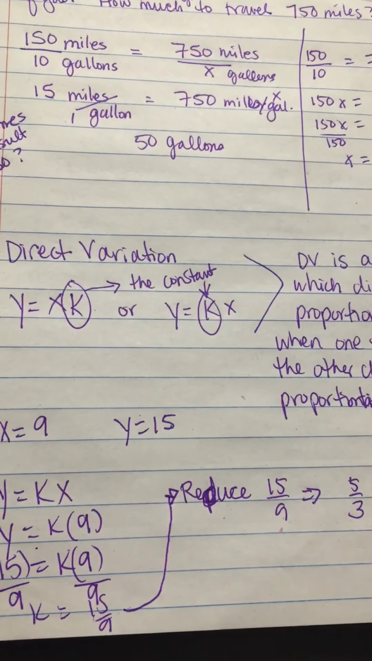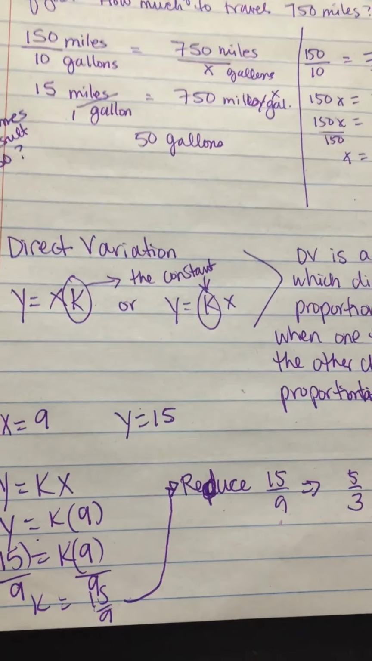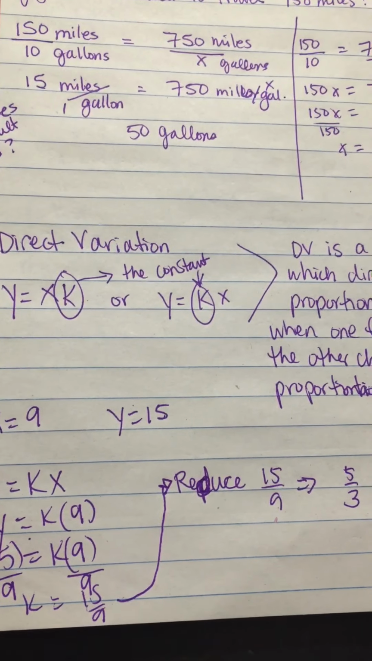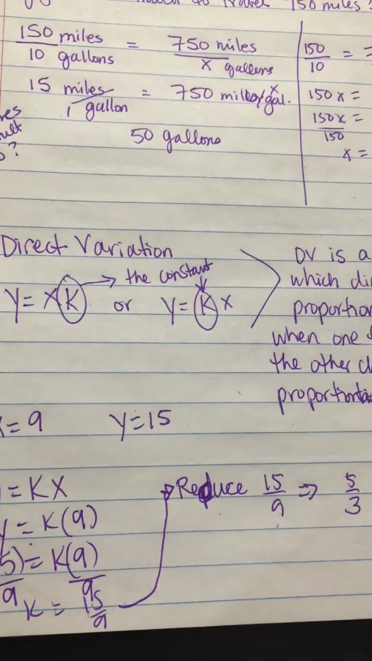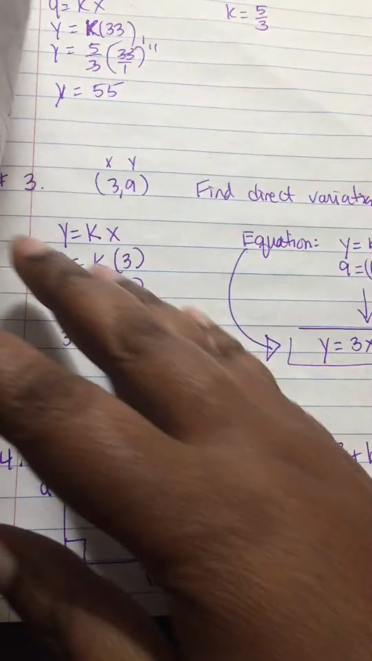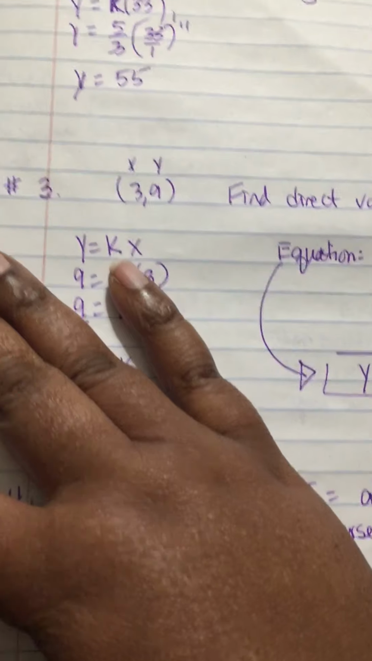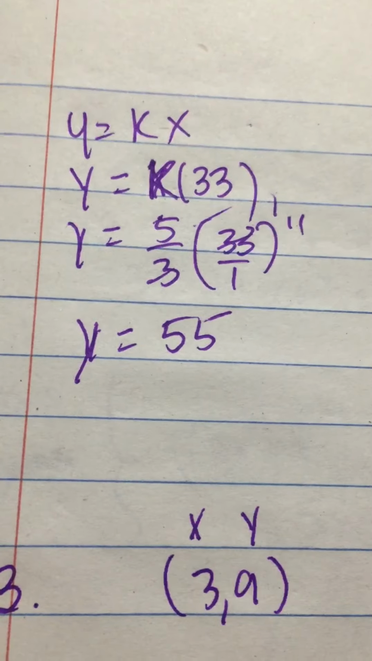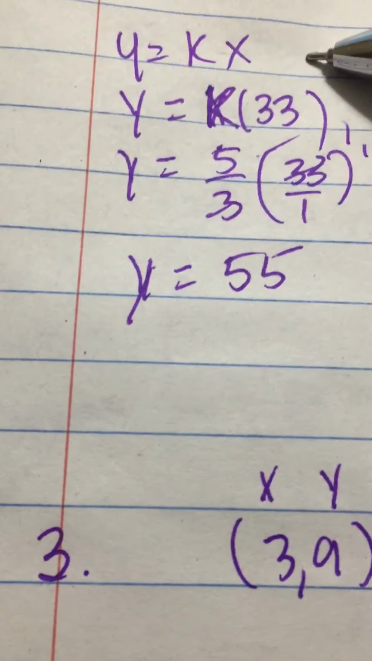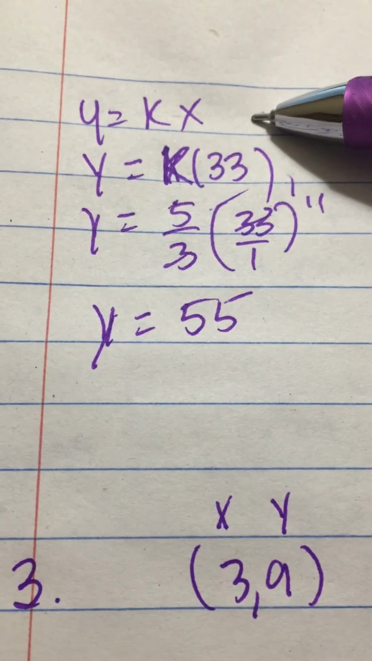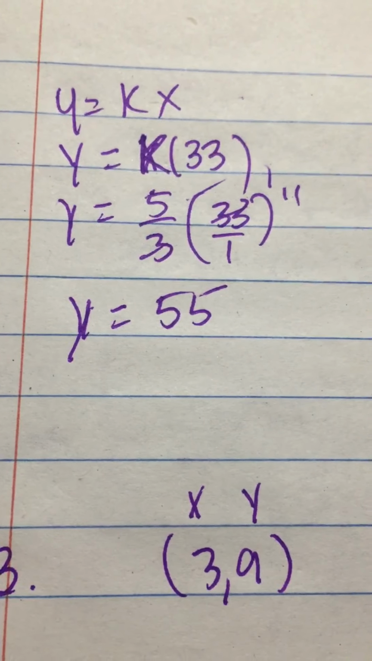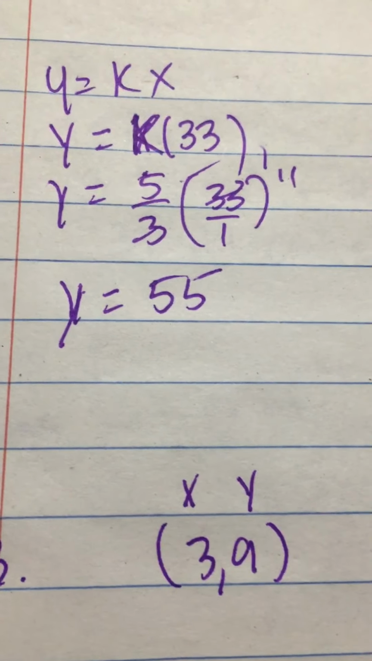We found our constant, so now we're going to go back and fill in the information that we need in order to find out what's going to happen to y when x is 33. So now we're going to start again with our equation. Y is equal to k times x. It's our direct variation equation. We're going to fill in what we know.